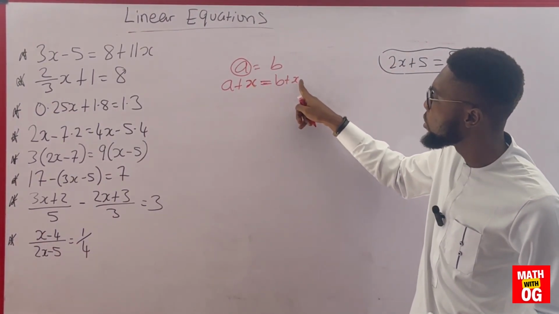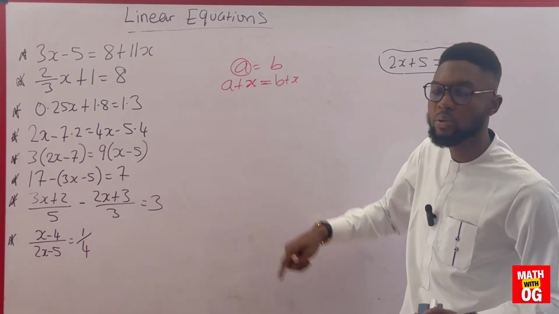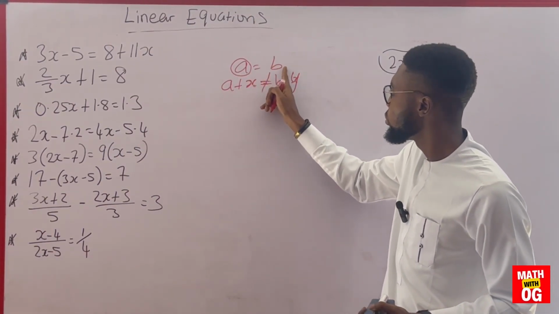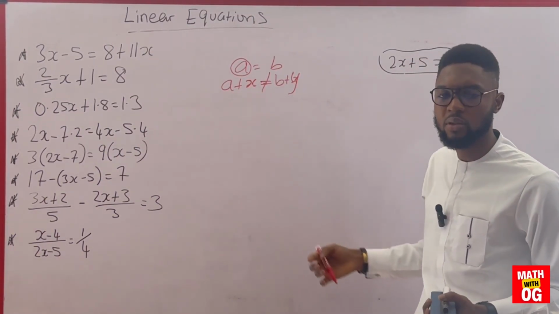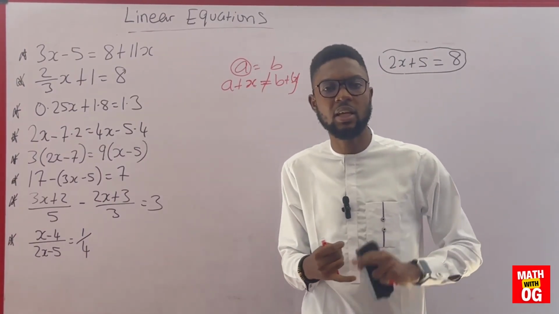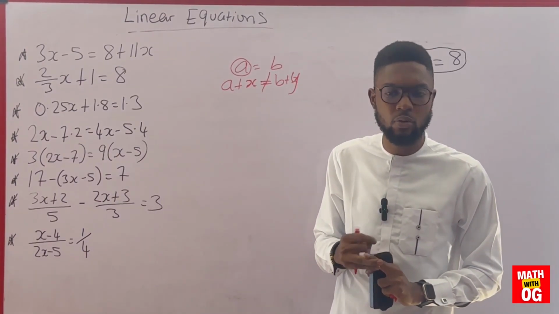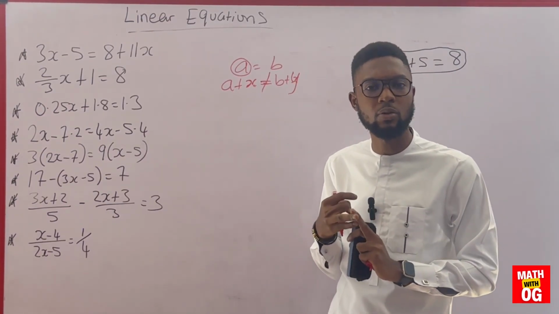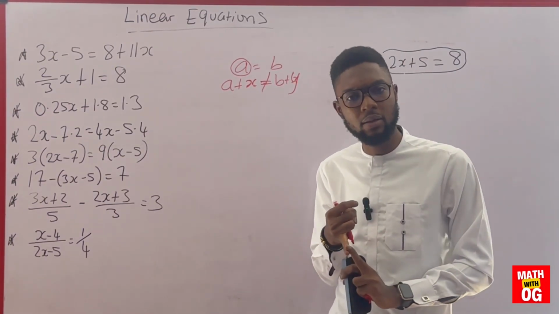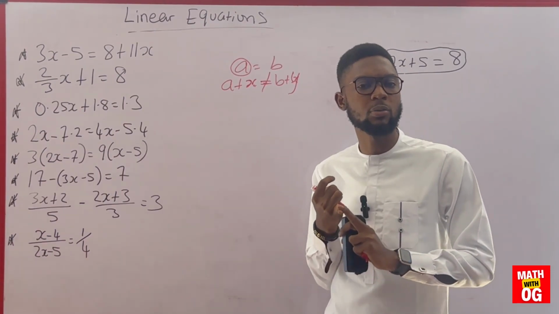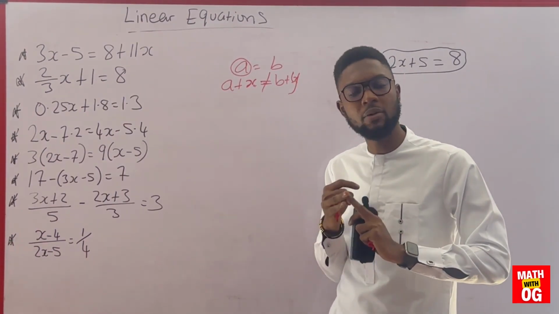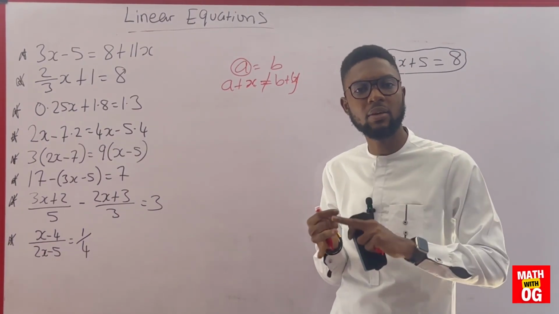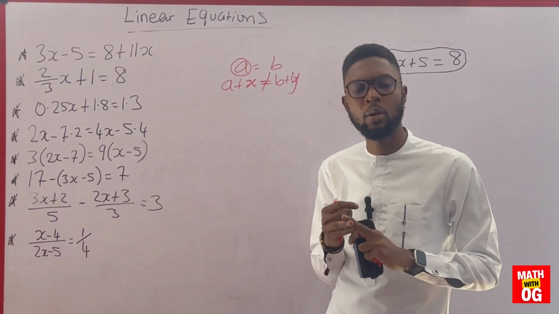When you add x here and you add y here, this no longer becomes an equation. This cannot be equal to b + y, because if a = b, a + x should be equal to b + x. So when you are adding to the left hand side, you must add the same value to the right hand side. When you subtract from the left hand side, subtract the same value from the right hand side. When you multiply the left hand side by a number, multiply the right hand side by the same number. When you divide the left hand side by a number, divide the right hand side by the same number.